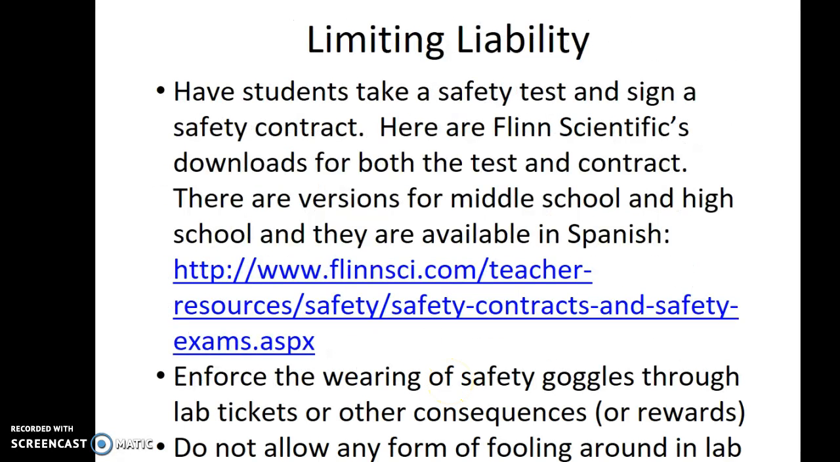Okay, so this is not under OSHA, but limiting your liability, just one little thing can happen and you're in court. So I would have every student sign a safety contract. I would enforce the wearing of safety goggles through lab tickets or consequences or rewards, and not allow any form of fooling around in the lab whatsoever.